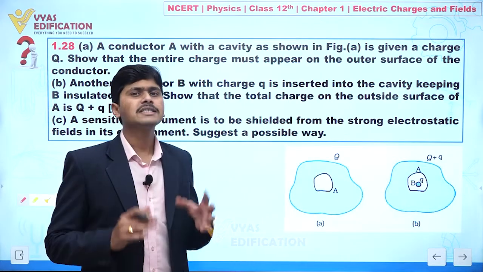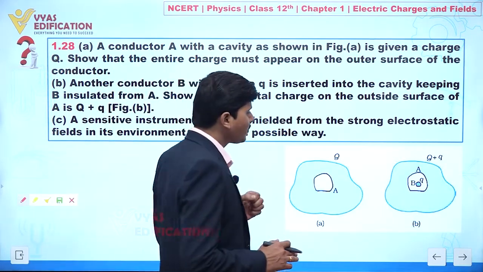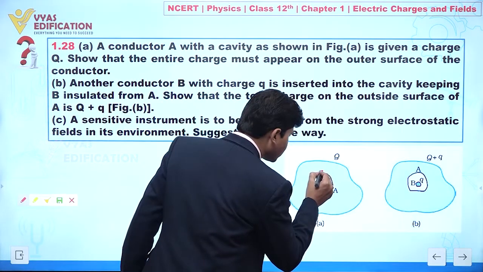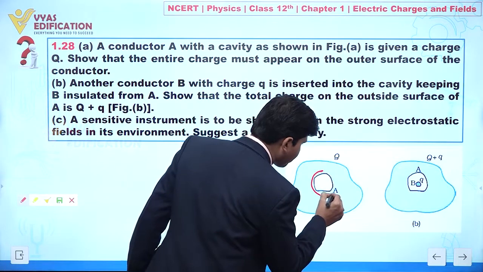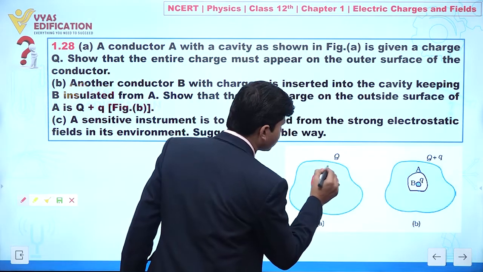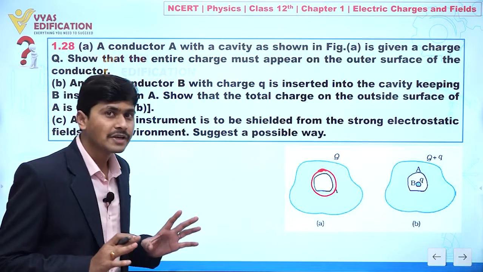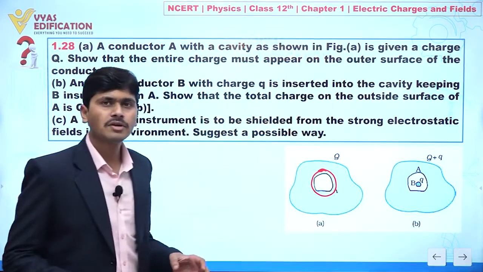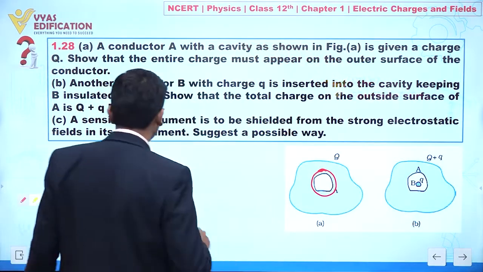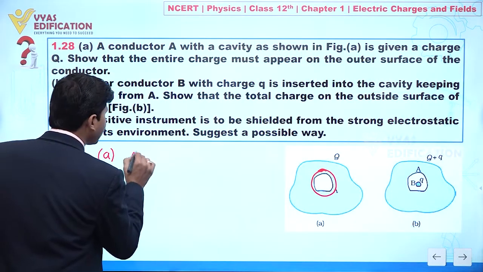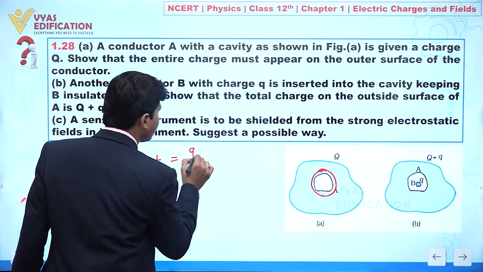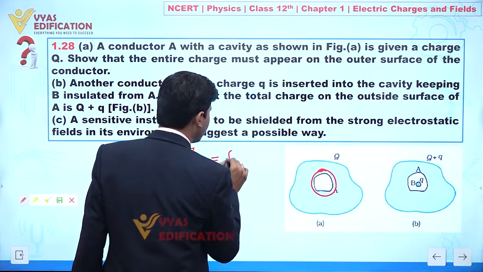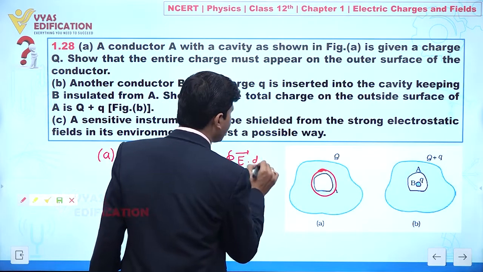Let's suppose I am drawing here a Gaussian surface. This is very close to this cavity. Clear to you? Now, according to Gauss's law, the flux phi should be equal to Q by epsilon naught. Yes or no?